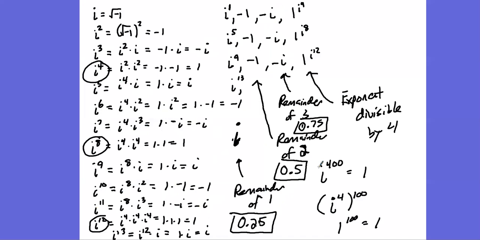So using this idea, what our remainder is when we divide by 4, we can calculate any power of i, and we can reduce it down to either i, negative 1, negative i, or 1.